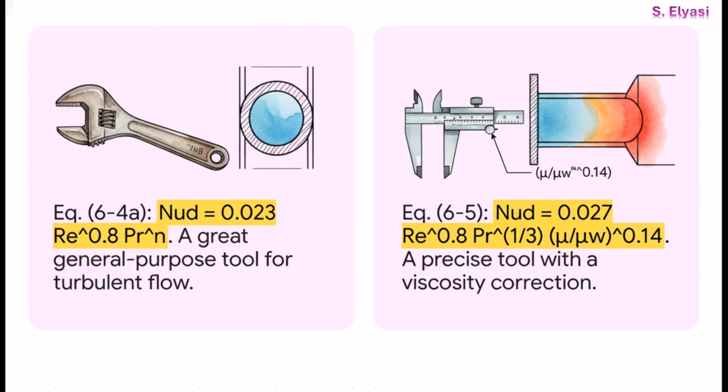On the left, you've got the Dittus-Boelter equation. It's a fantastic all-purpose tool. On the right, we have the Sieder-Tate equation. Now look closely. It looks almost the same, right? But it has that one extra term at the end. That little piece is a correction for how the viscosity changes when there's a big temperature difference. So you'd grab this more precise tool if you're, say, cooling a very thick viscous oil, where the fluid at the hot wall behaves way differently than the fluid in the middle. It's a perfect example of picking a more specialized tool when the job demands it.